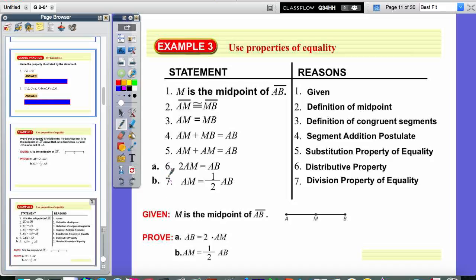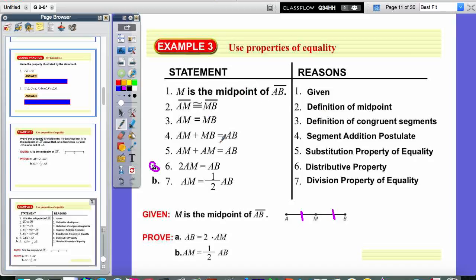They actually say two things here. Part A, we're going to prove that AB is equal to 2 times AM, and that AM is equal to 1/2 of AB. I'll get to this because there's a little technicality in that they have it written in a different order, but we'll talk about that in a minute. If M is the midpoint of AB, then I know that AM is congruent to MB, and I know that because of the definition of a midpoint. A midpoint is a point that divides a segment into two congruent parts. So you're using that word midpoint and explaining it.